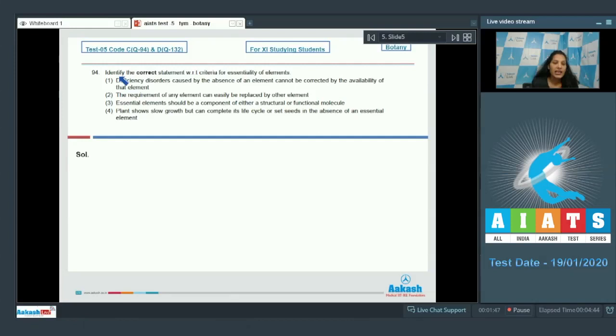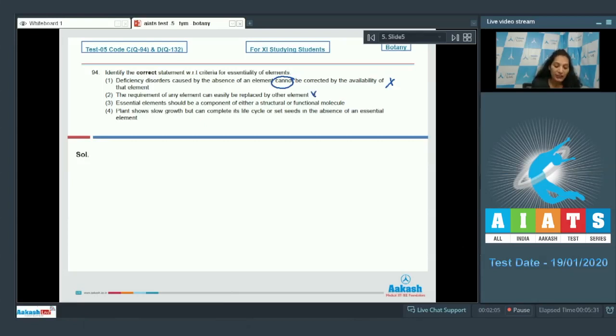Question number 94. Identify the correct statement with respect to the criteria for essentiality of elements. The criteria by which we get to know that an element is essential or not. First option, deficiency disorders caused by the absence of an element cannot be corrected by the availability of that element. It should be corrected by the availability of that element and that's why it is essential. So this is incorrect.